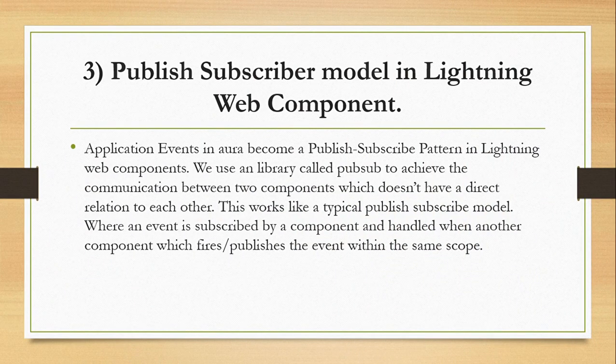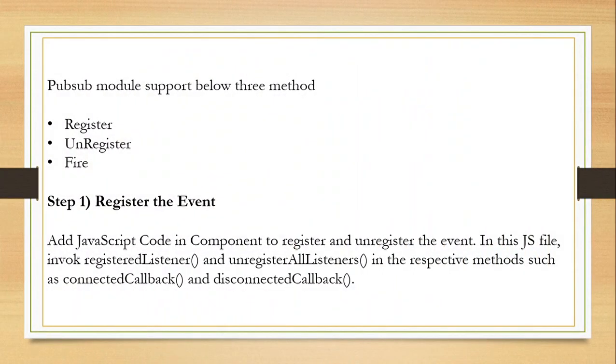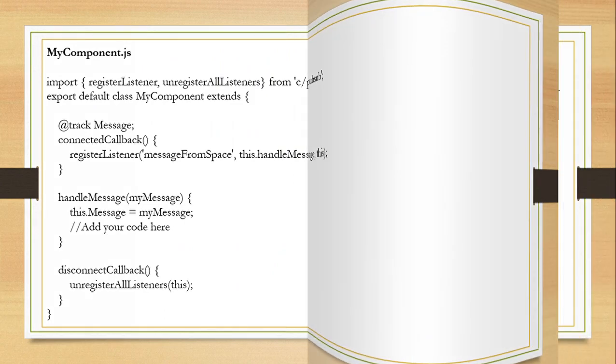Publish subscriber model in Lightning Web Component. So an application event in Aura becomes a publish subscriber pattern in Lightning Web Component. We use a library called pubsub to achieve communication between components which don't have a direct relationship to each other, that is, which are not in the hierarchy. This works like a typical publish subscribe model, where an event is subscribed to by a component and handled when another component fires or publishes the event within the same scope. The pubsub module supports three methods, that is register, unregister and fire. Here is the example that myComponent.js fires an event.